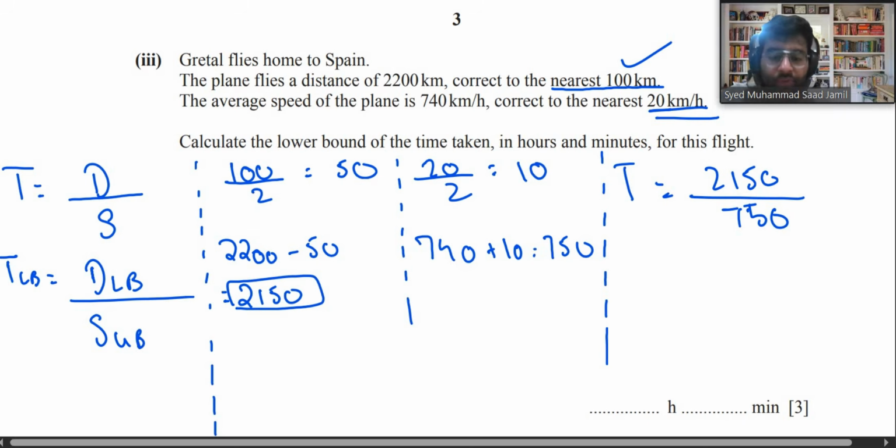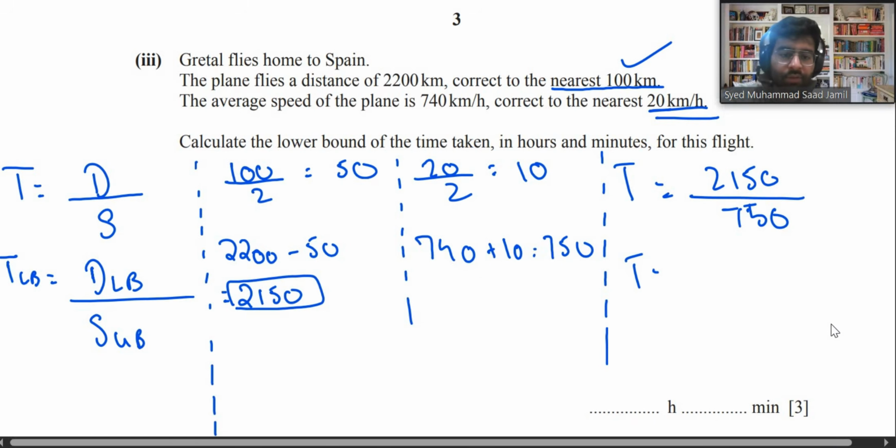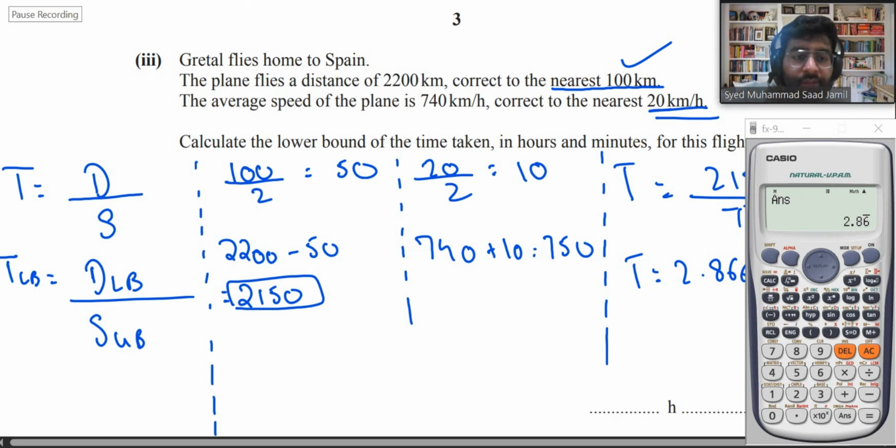Now time to use our savior, the calculator. 2150 divided by 750. So it's 2.86666666. Okay. So time is equal to 2.86666666. Now guys, I know that you will even struggle to convert 2.86 into hours and minutes.